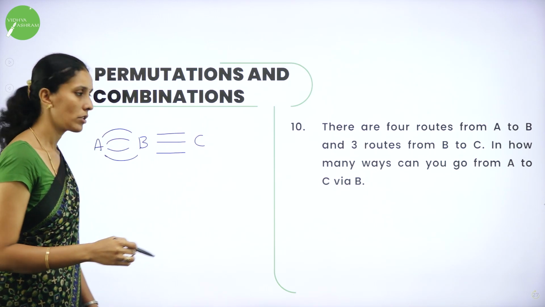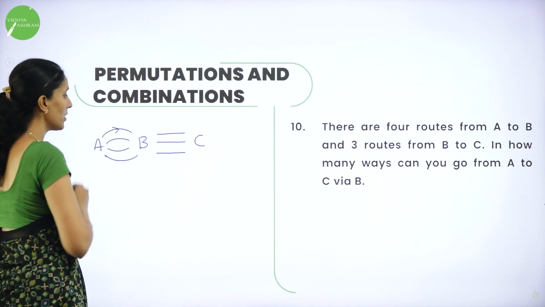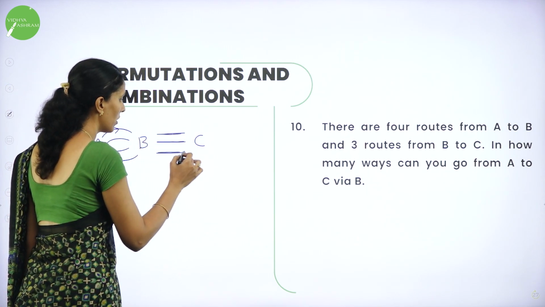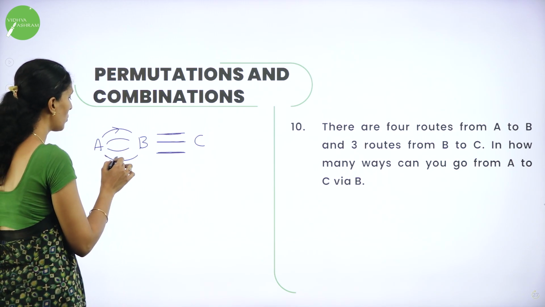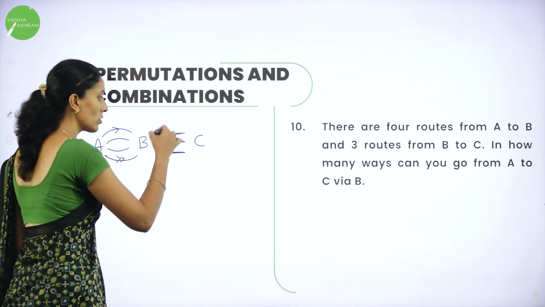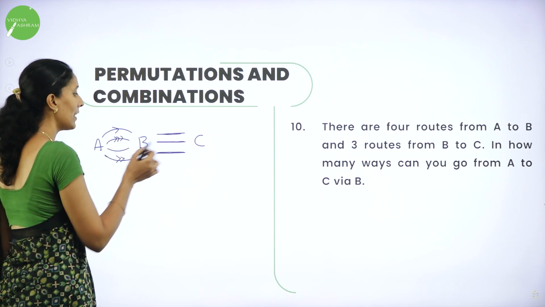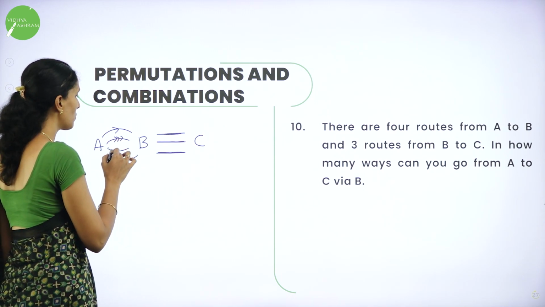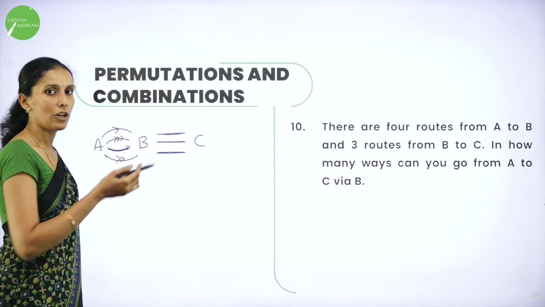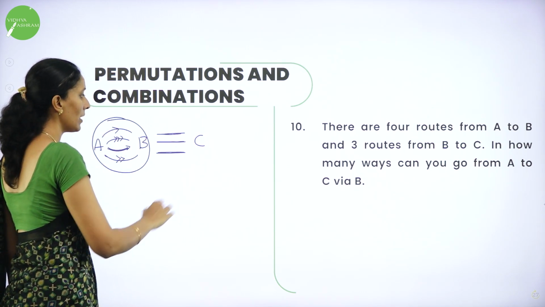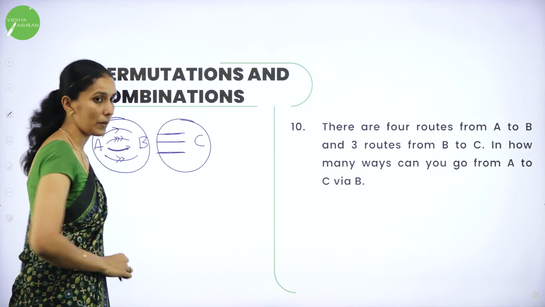So how many ways can you choose to go from A to C? Suppose you go this way. Next you can choose either this way, or this one, or this one. Suppose you went through this way, then you can choose any of the 3 again. Suppose you choose this one, then again any of the 3. So you have 4 possibilities from A to B and 3 possibilities from B to C.